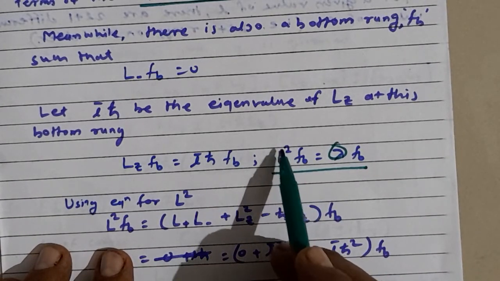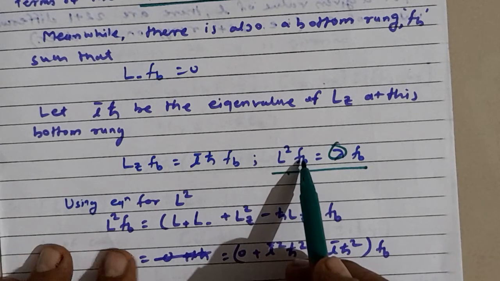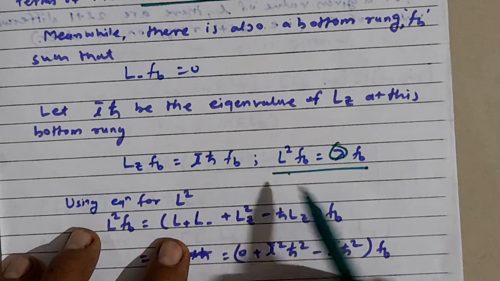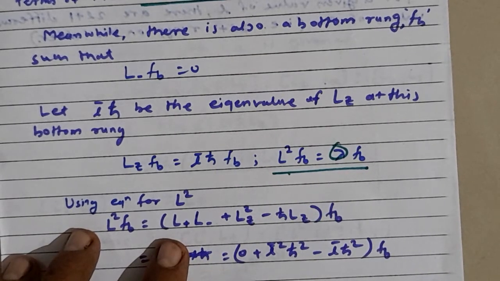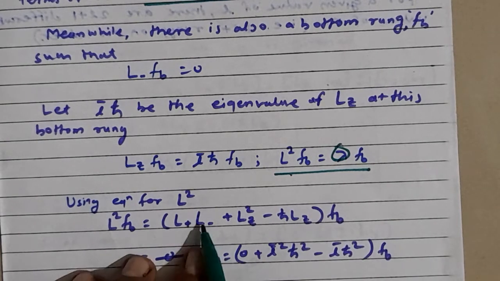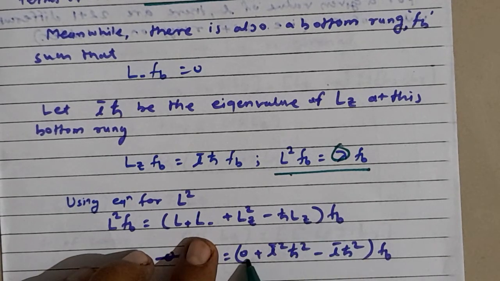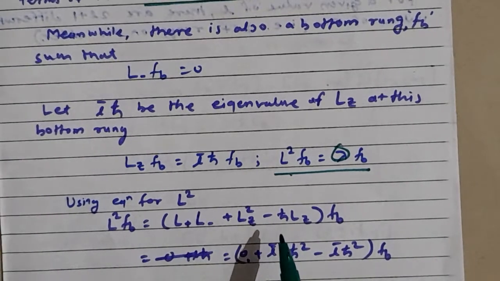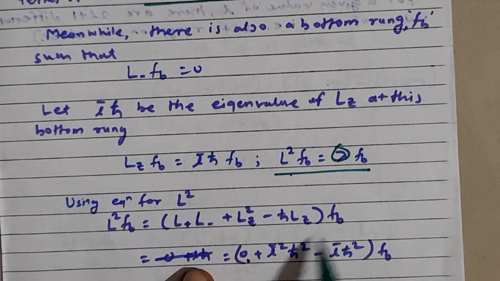We are going to choose the L square operator such that L minus operating on the F_b will give us zero, since there is no existence of a rung below the bottom rung. So we will choose the operator L plus L minus plus Lz square minus h cross Lz, operating on F_b. Here, L minus operating on the bottom rung will give us 0 as its eigenvalue, and there is no need to operate with L plus again, because 0 will give us 0 again.